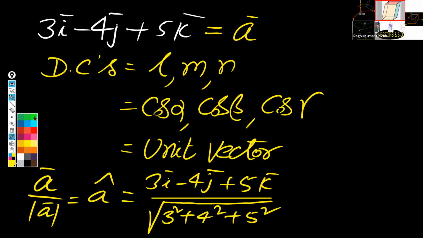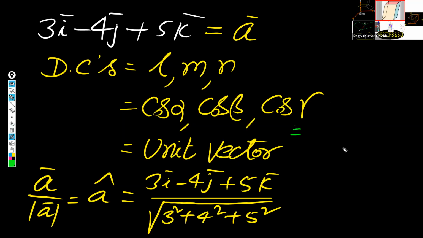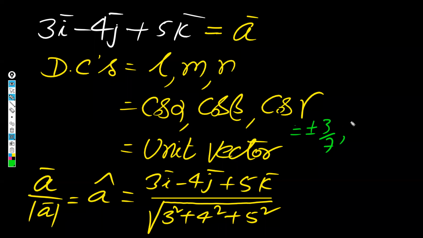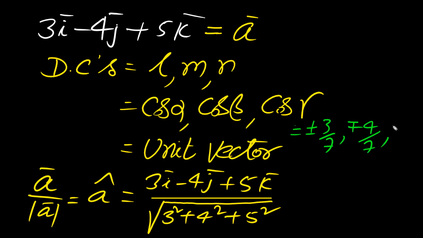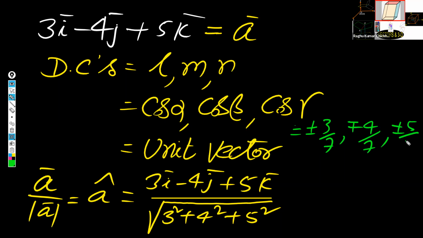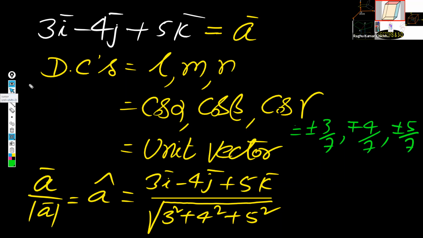So this is nothing but plus or minus 3 by 7, you can write plus or minus also, no problem. Minus 4 by 7, because minus 4 is there. Plus or minus 5 by 7. Clear? So understand that DCs and unit vector are one and the same. This is how we convert any vector to a unit vector.